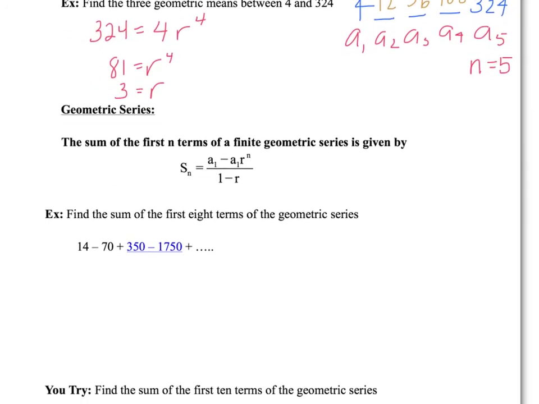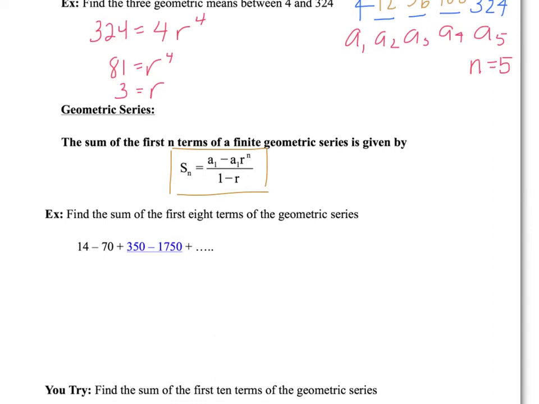Okay, and again, a geometric series now is taking a geometric sequence and just adding up each term to get a sum. So we have another formula that we want to look at. The sum of a geometric sequence is given by S sub n, which takes the first term minus the first term times r to the n, over 1 minus r.